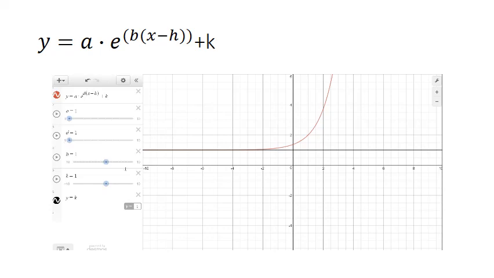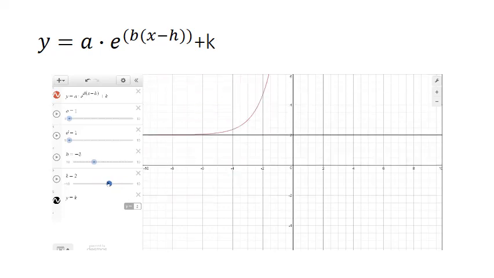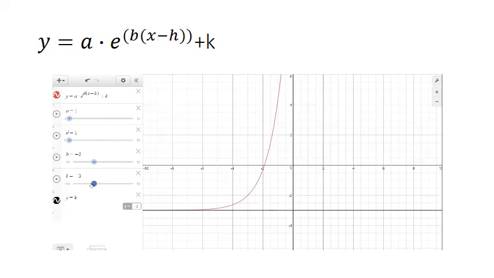So let's think about what our h does. So this value that we're currently subtracting from x, as that value changes, notice that the graph is moving left or right. So this controls our horizontal movement. So it's a horizontal translation, either left or right. Our k value, what it does, it looks like it's moving the entire graph, even the asymptote, it's moving the entire graph up or down.